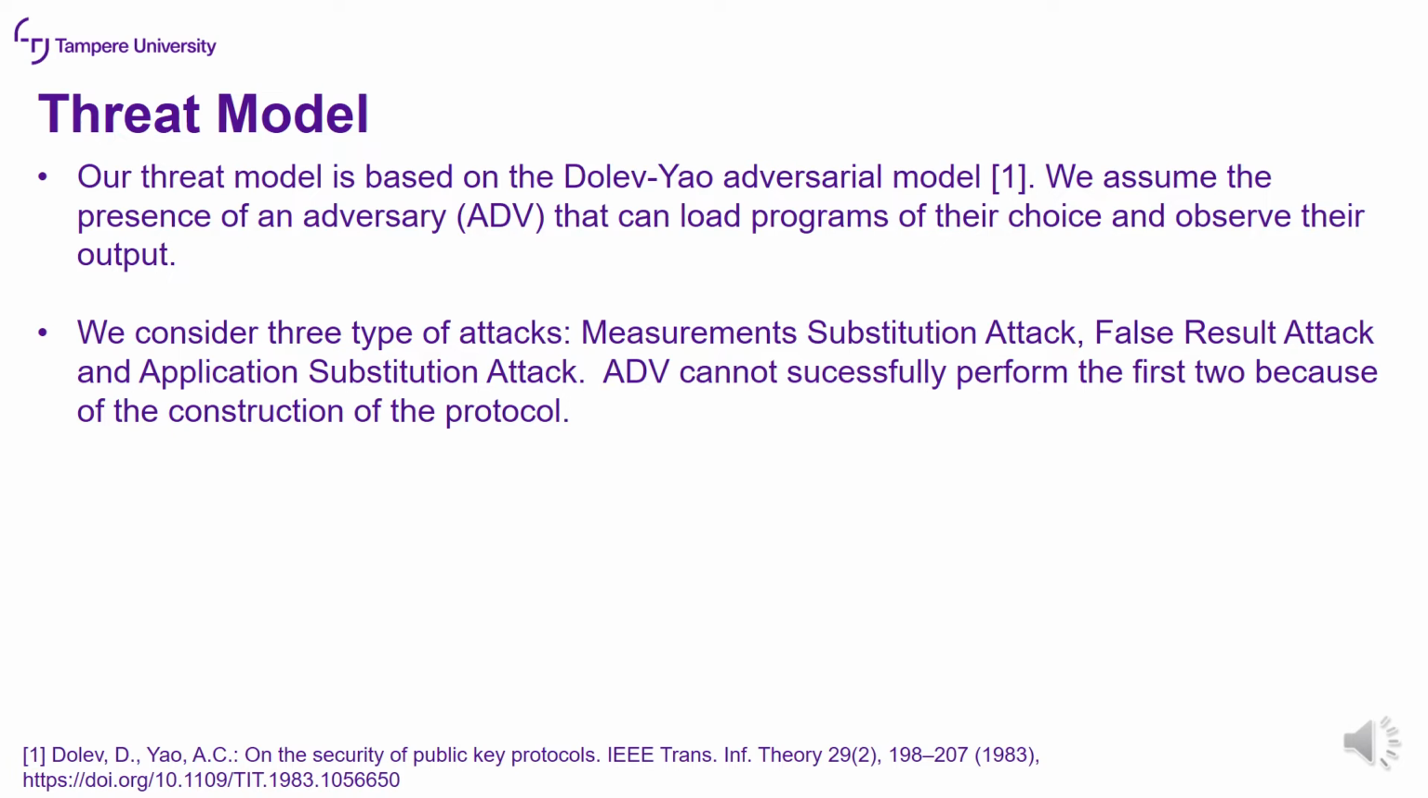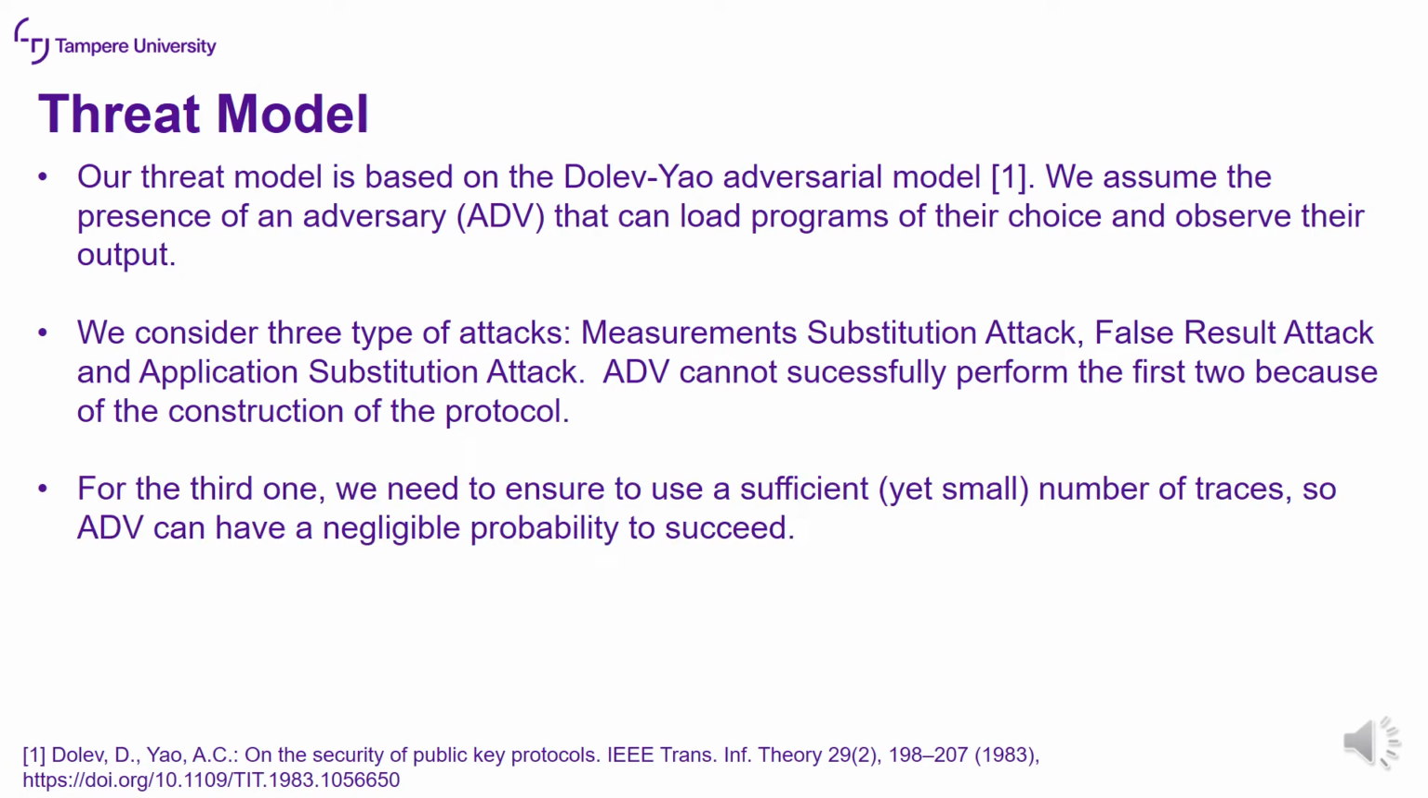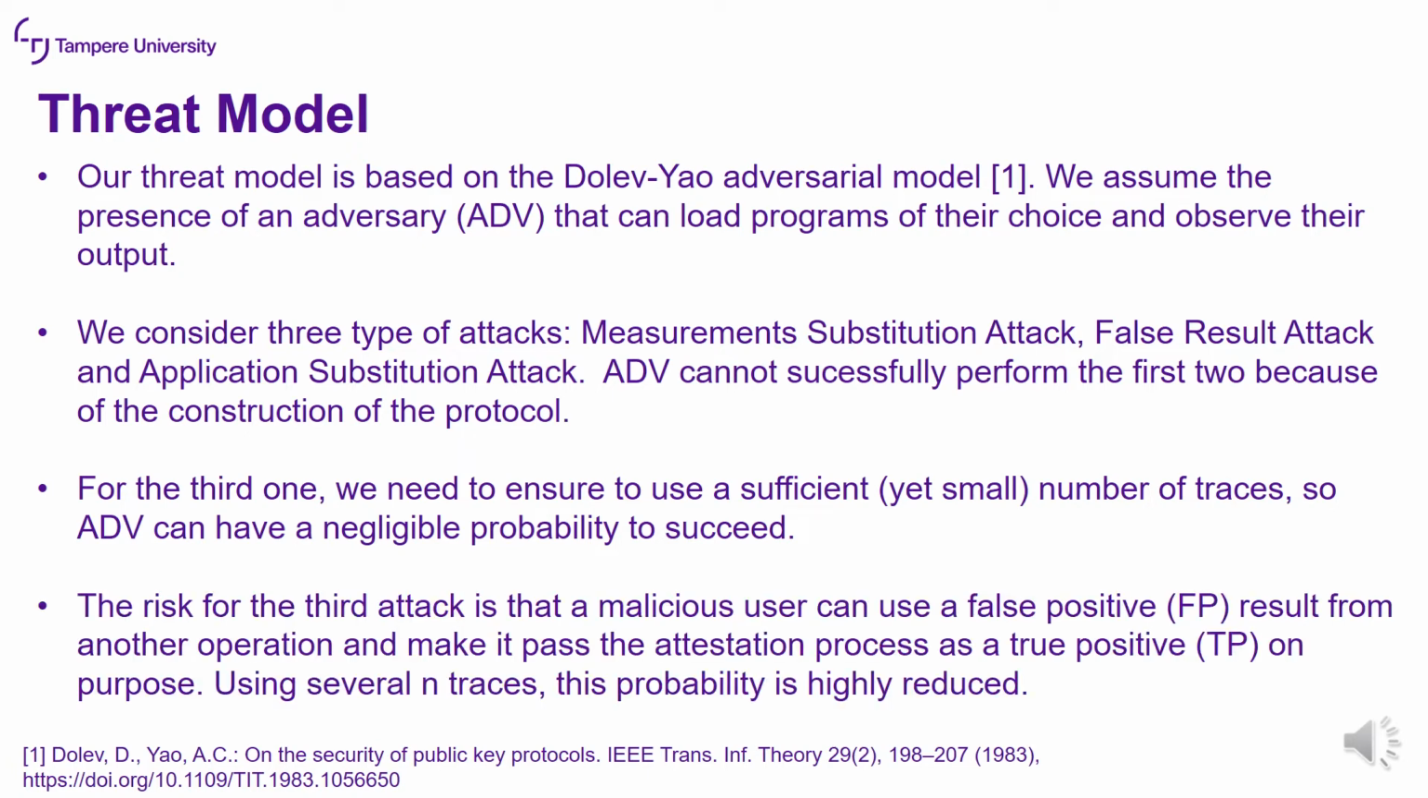For the first 2, the adversary can only succeed with negligible probability due to the construction of the protocol. For the 3rd one, we need to use several traces during our attestation procedure, so the adversary has only a negligible probability to succeed. The risk for this 3rd attack is that a malicious user can use a false positive result from another operation and make it pass the attestation as it is an actual correct trace. For that reason, if we use several traces, the probability of success is highly reduced, since the attacker would need many false positive results, which is not easy to achieve.